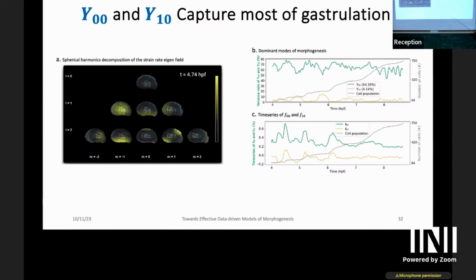For example, at this time point, here is spherical harmonic Y 0 0, then 1 minus 1, 1 0, and 1 1, and so on and so forth. So we have all these functions, and they act also as eigenvectors.